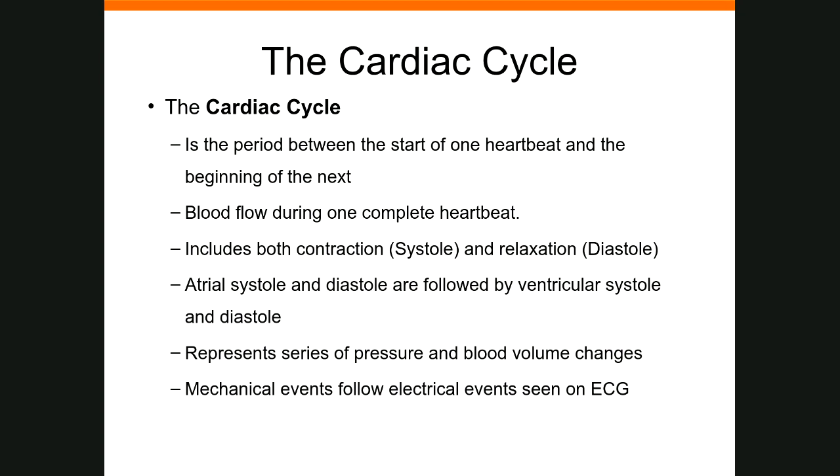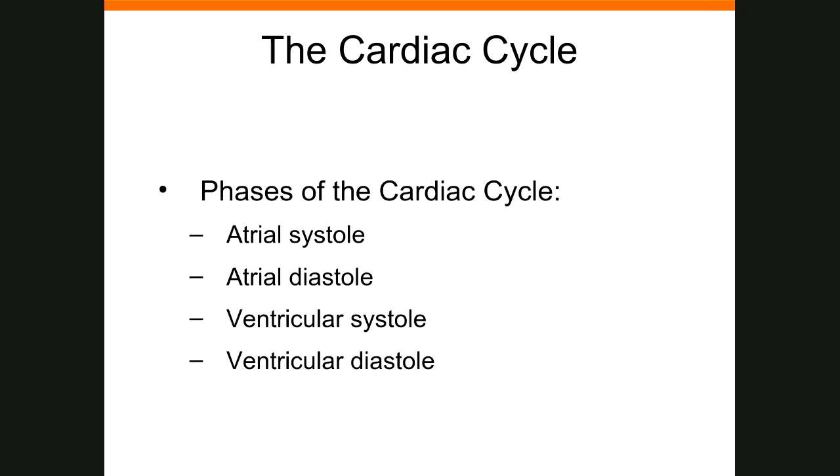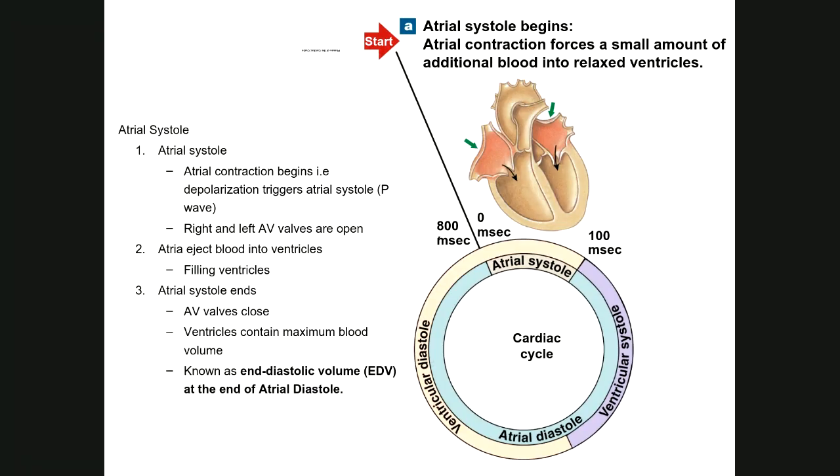So let's look at this more specifically, mechanically. Let's see how those electrical events that we saw on the ECG are reflected mechanically in terms of contractions and relaxations, systole versus diastole. These are the phases of the cardiac cycle: atrial systole, atrial diastole, ventricular systole, ventricular diastole. So let's get started with those mechanical events of the cardiac cycle.